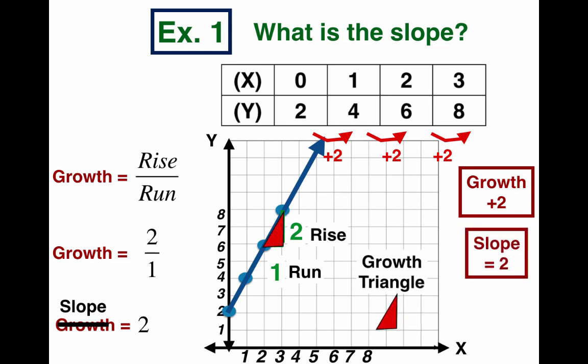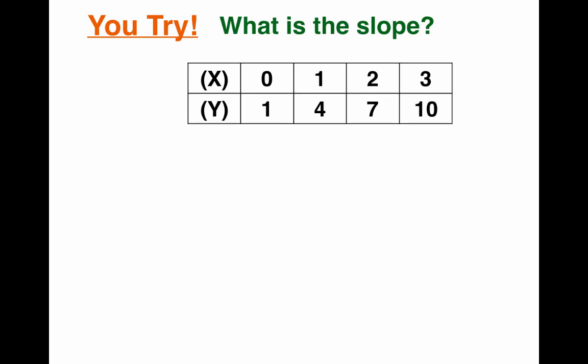Okay, so that little triangle that we just drew a few seconds ago is, like I told you, called the growth triangle. We use that to measure the steepness of the line. This one had a steepness of 2. So now it's going to be your turn to try. What is the slope? I'd like you to take this table and draw your own graph and your own growth triangle to figure out what the slope of the line is. What is its steepness? So right now, grab a ruler, hit the pause button on your device, and start sketching away.